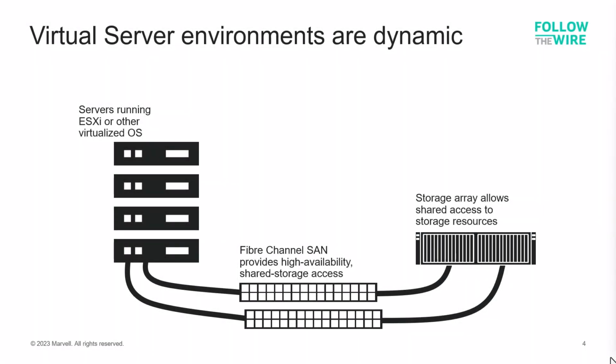Virtual server environments are very dynamic. Workloads can be moved from one physical server to the other. As I said earlier, this also makes them ideal for being connected to shared storage arrays. In this illustration, we have servers with a virtual OS like VMware ESXi running on them, with shared storage access across a Fibre Channel SAN. When the virtual machine workloads are now moved from one server to the other, the data in the storage array is still available to them.